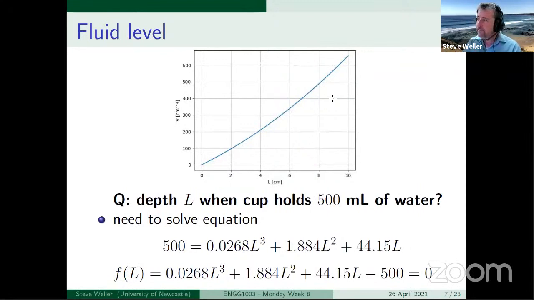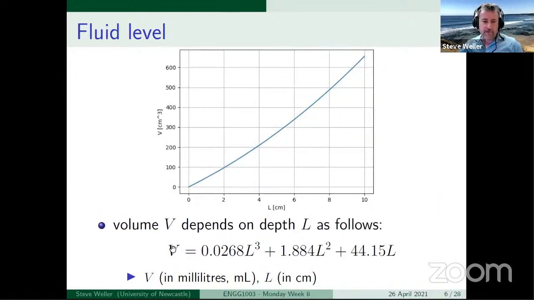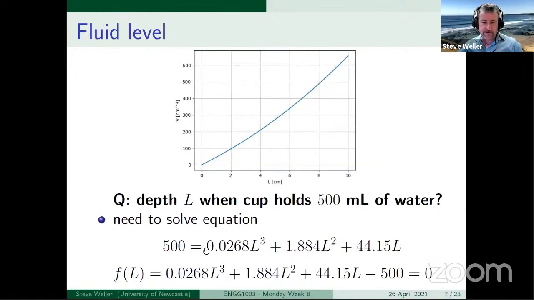But a bit more is not accurate enough for us. We want it to 2 or 3 or 4 decimal places today. In fact, we're going to compute it to about 5 or 6 decimal places. So in order to solve that problem, we need to solve the equation. On the left-hand side, the 500 corresponds to the volume of interest. And on the right-hand side is this nonlinear expression involving L, which computes the volume.